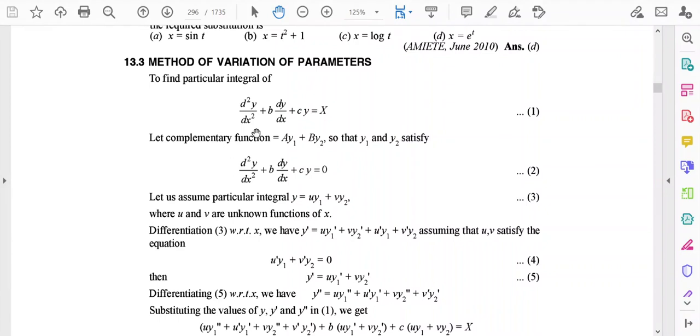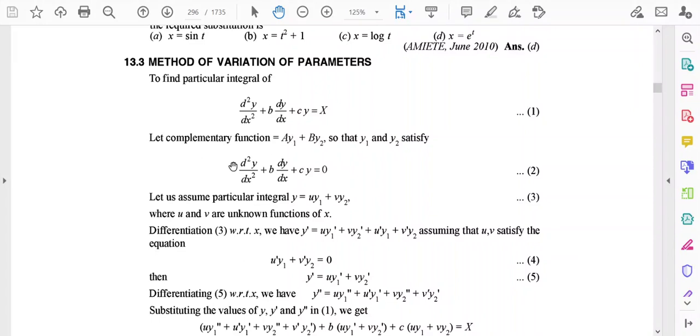Suppose it is a second order linear differential equation, d²y/dx² + b dy/dx + cy = X, where capital X is a function of x which is on the right hand side of equation number 1.